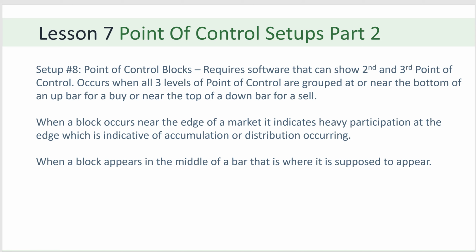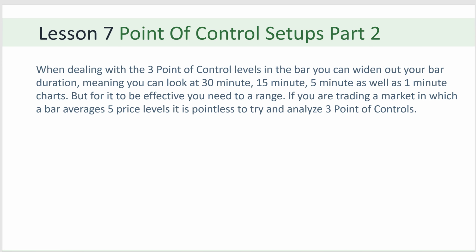And it's going to occur when all 3 levels are grouped together at or near the bottom of an up bar for a buy, or near the top for a sell. I talked about this one earlier in the earlier lesson on support and resistance, I think it was. And when a block occurs near the edge of a market, it indicates heavy participation at the edge, which is indicative of accumulation or distribution occurring. When a block appears in the middle of a bar, that is where it's supposed to appear, right? That's where the value in the bar is supposed to appear.